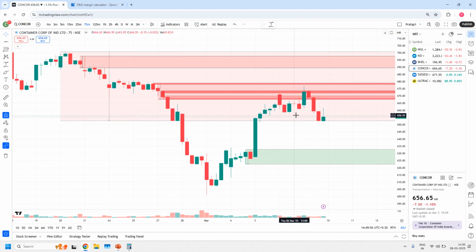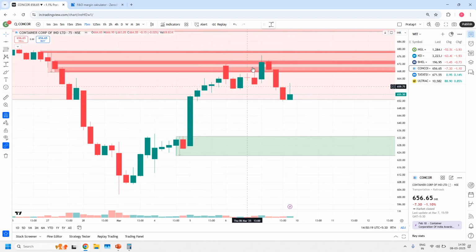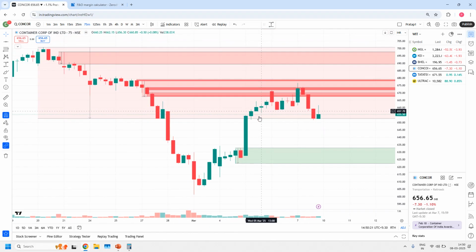Okay, that means Conquer is not stopped out, not reached the target. Those who took the trade in Conquer, you are in the trade. But where you took the trade, that depends on your risk management. According to me, a type 3 proximal trade would have saved your risk. That means maybe you might have managed the risk. If not type 3 proximal, a little above also, you might have managed the risk.